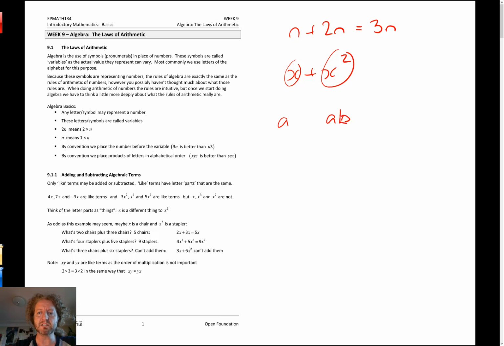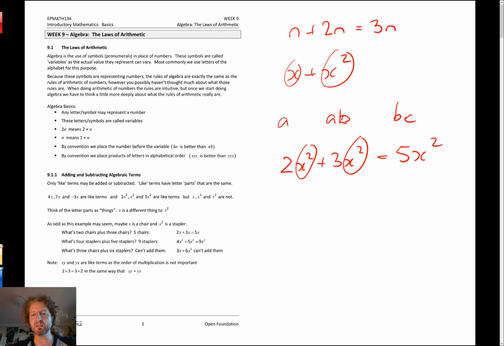An ab is a different thing to a bc. These are just not the same things. But if I've got 2x squared plus 3x squared, I'm comfortable with that because x squared is a thing. It doesn't matter whether you know what it is or not, but it's a thing. What's 2 of these things plus 3 of these things? 5 of these things. And the thing doesn't change. I don't call it something new, some fancy new name.